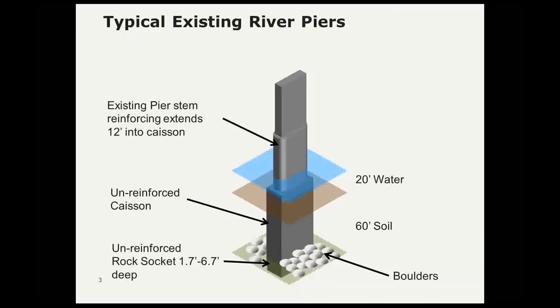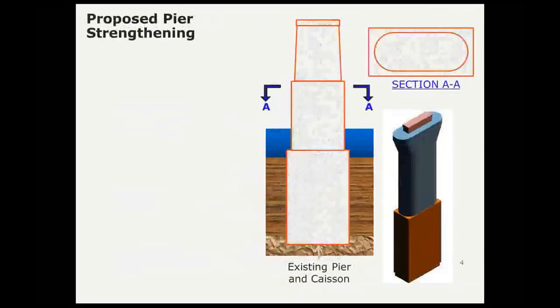And as Aaron also discussed, that 60 feet of soil is needed to stabilize those piers. They're not stable in their existing state or in the new rehabilitated state without that soil. So it was important to consider as part of the analysis. So in order to support these new loads, we needed to strengthen the caisson.